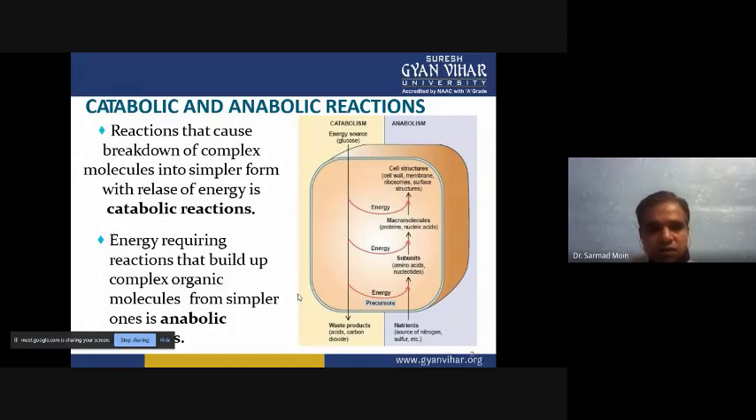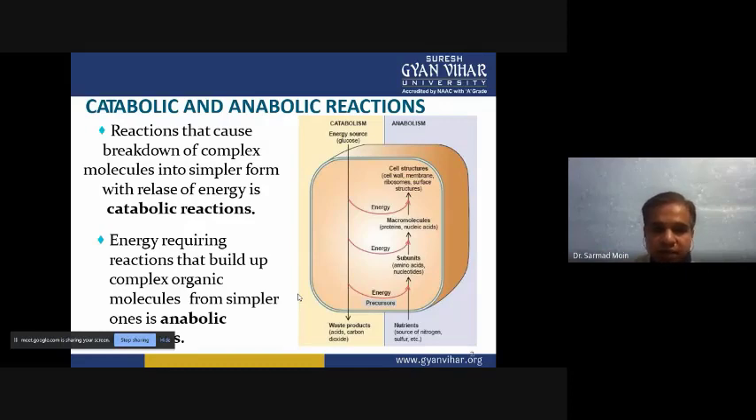The catabolic reaction or catabolism, where the larger complex molecules are breaking down into simple molecules. When they are breaking down into simple molecules, their energy will be released, and that energy they will utilize for growth and development. So in catabolism, what is happening? The large molecule is breaking down. In between the large molecule, many bonds will be there, and when those bonds are broken, they will release the energy.